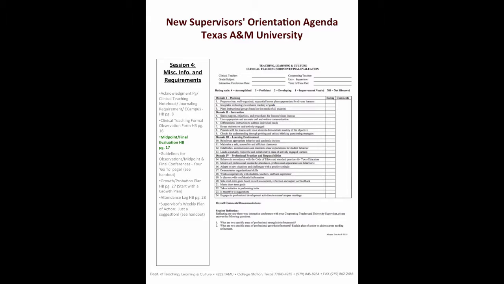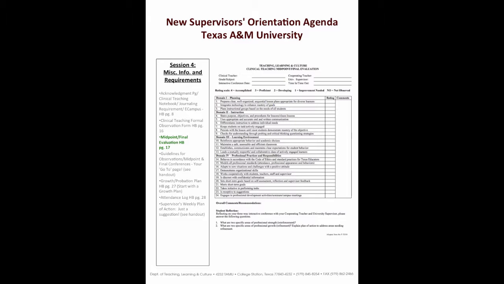At the midpoint conference and again at the final conference, the clinical teacher will receive a hard copy of this evaluation form from you and one from the cooperating teacher. Once the midpoint conference is complete, and again later when the final conference is complete, you go online using the link provided by the Office of Field Experiences and enter the numbers you have on your form.